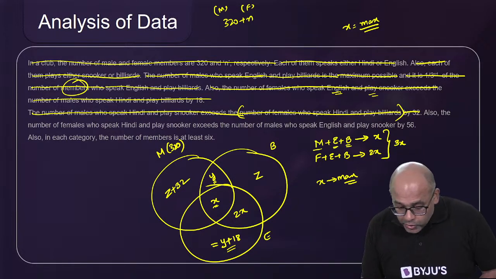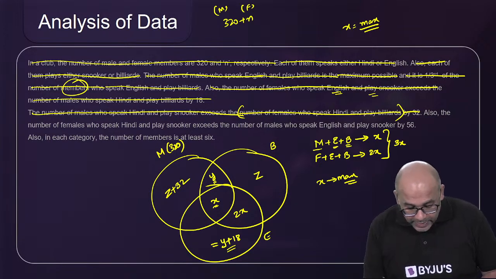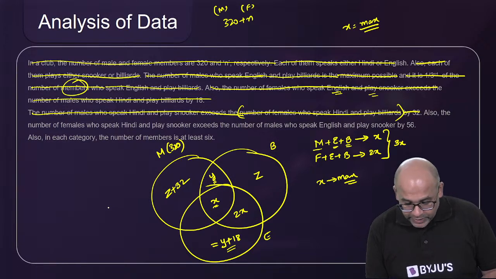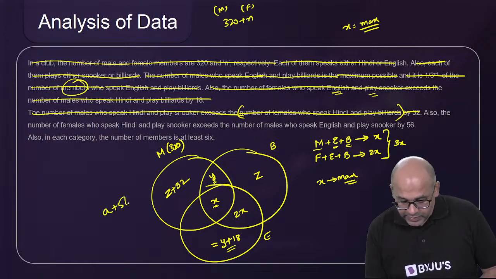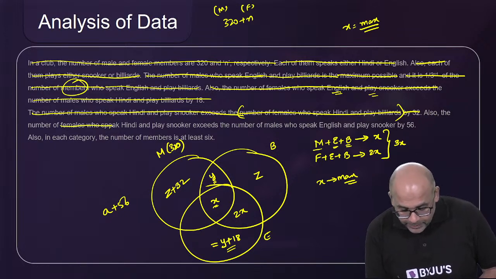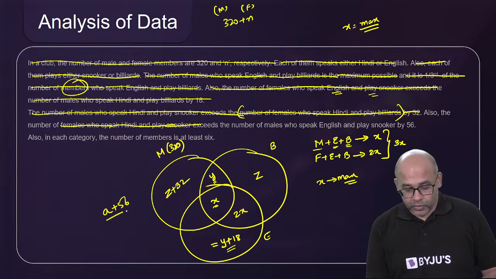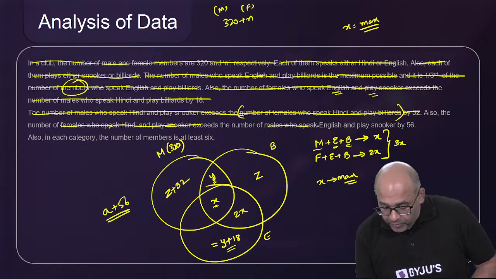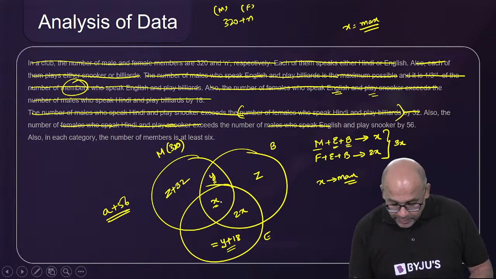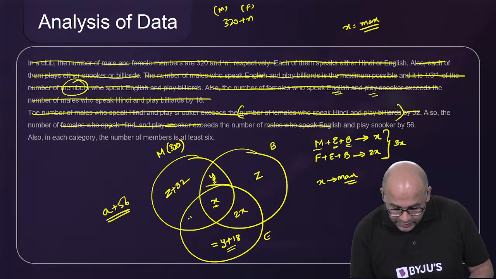Anyway, also the number of females who speak Hindi. So females, not males, who speak Hindi, so not English, and play snooker. So everything is outside, so this is A plus 56. Then what is A? The number of females, not males, Hindi, not English, and snooker, not billiards. So this outside is A plus 56. Therefore the number of males who speak English and play snooker is A.